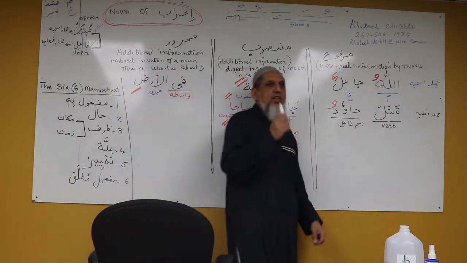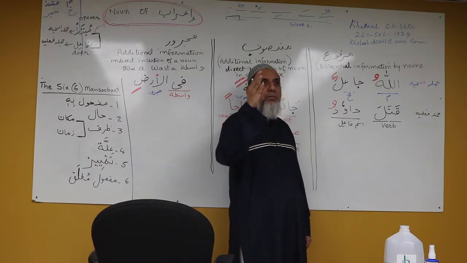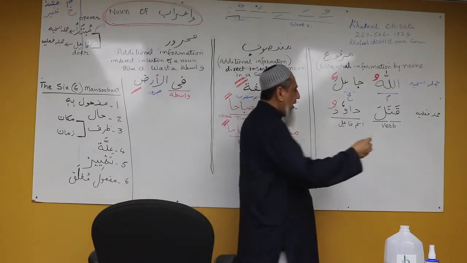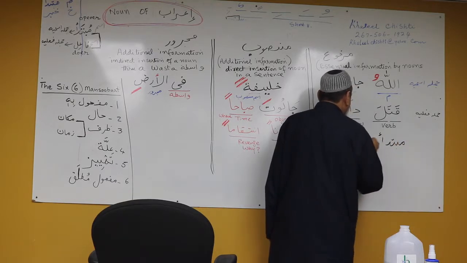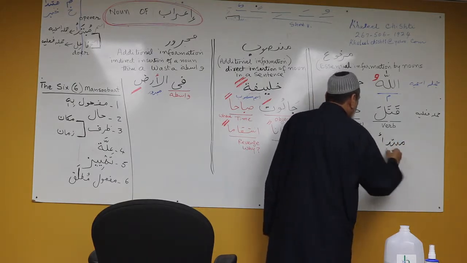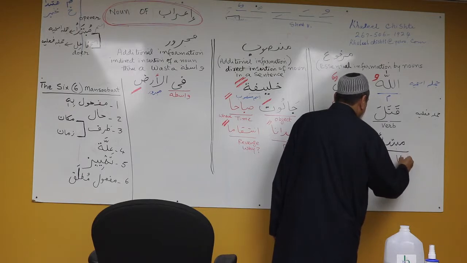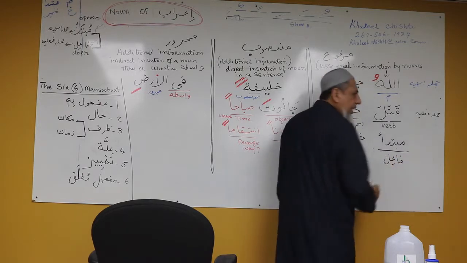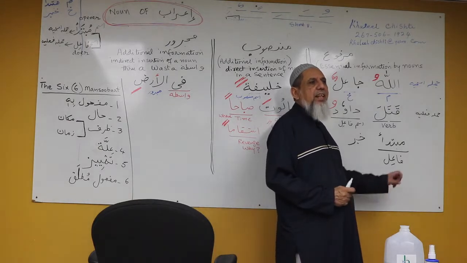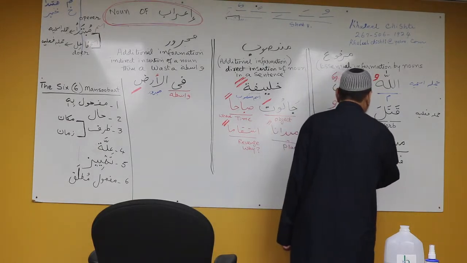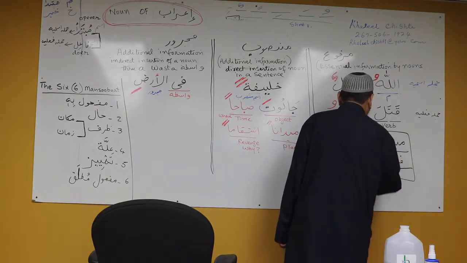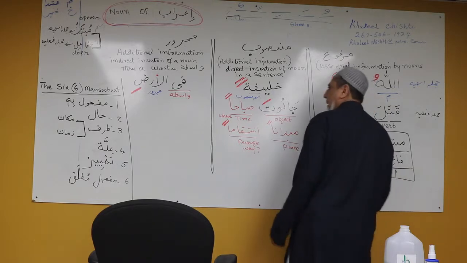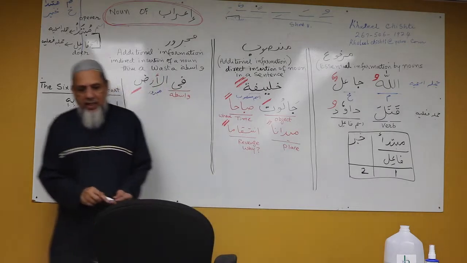here we said there are two marfu'an. Which are they? Mubtada and khabar. And this mubtada is also called fa'il. Only two. These two. One and two. And these are six.